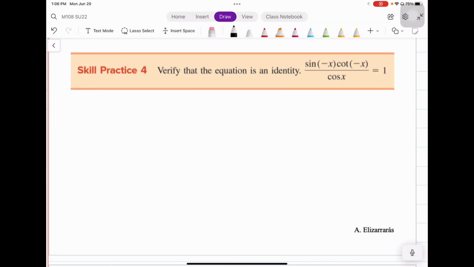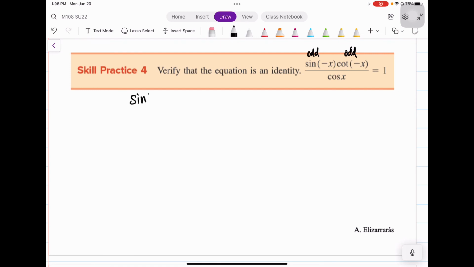Now we're going to be verifying an identity rather than simplifying an expression. And we see some negatives in here, which to me means, hey, I want to use some even and odd properties. Remember that cosine and its reciprocal are the only two even functions. The rest of the trigonometric functions are odd, which means that cotangent is odd and sine is odd. And when you have odd functions, when you input a negative, that means that the function itself is a negative.